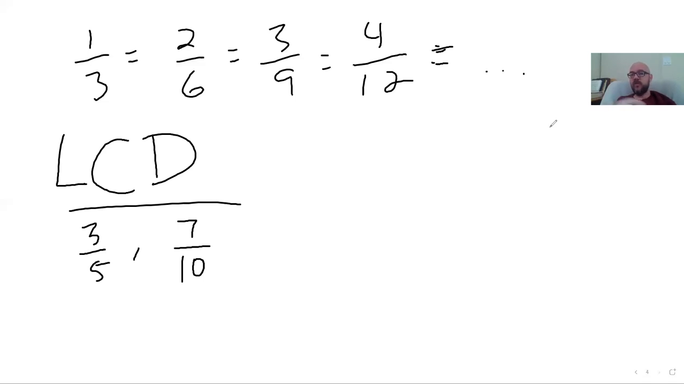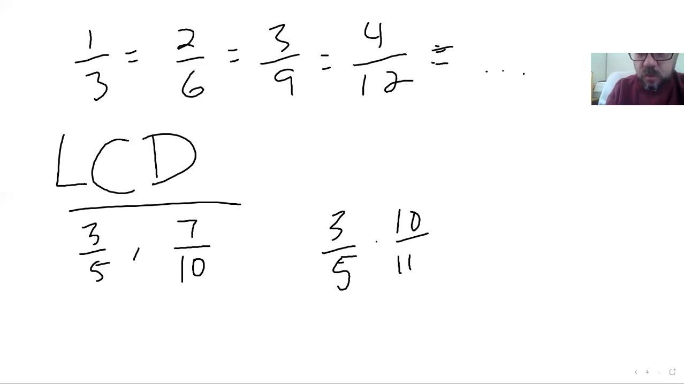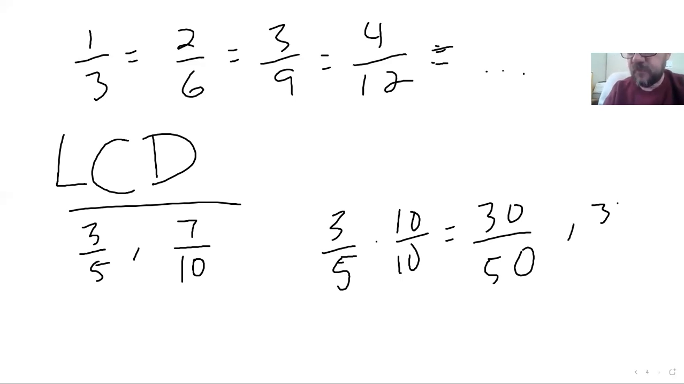And to turn 3/5 into some number of 50ths, I would multiply by 10/10 to get 30/50. And that is equivalent to 3/5. You could do the same thing with 7/10: multiply the top and bottom by 5, and you get 35/50. Now I have 30/50ths and 35/50ths, so I would add them together to get 65/50ths, and that all works. It's not the easiest thing to do, though, because those numbers are bigger than they need to be.